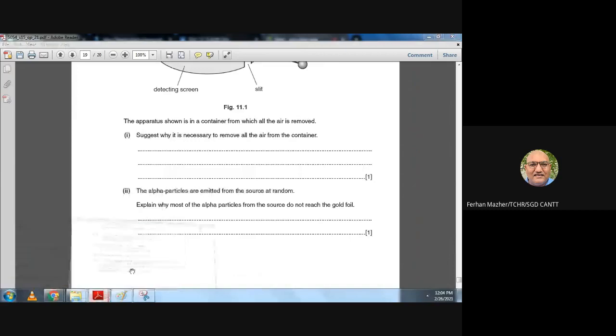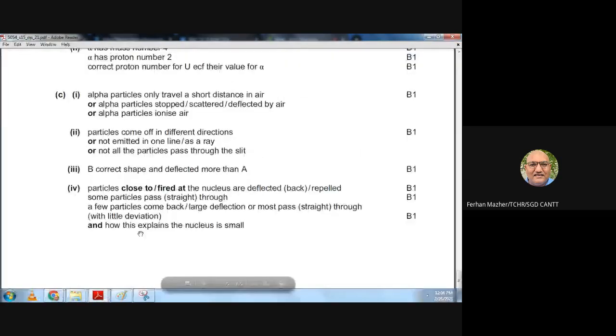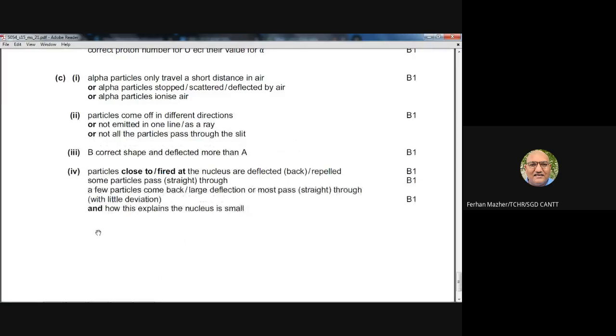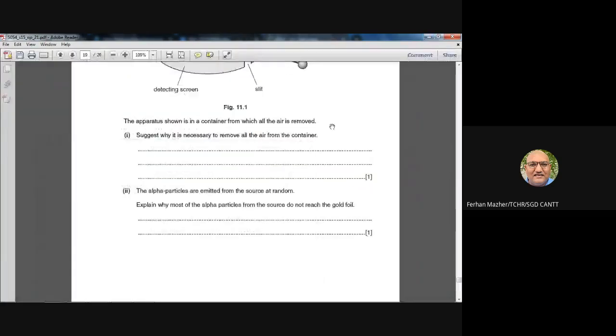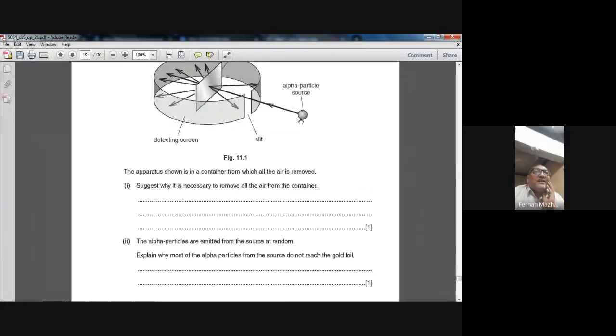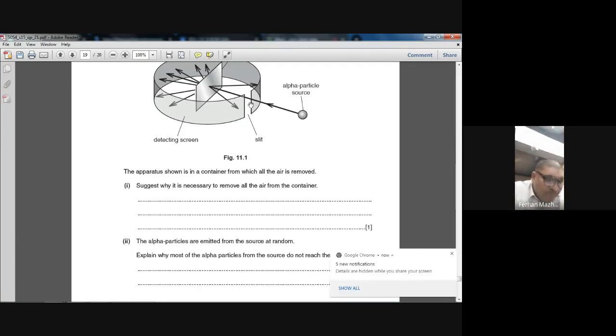Particles come out in different directions, or are not emitted in one line as a ray, or not all the particles pass through the slit. Muskan, do you understand? The alpha particles from this source are given out in all directions. Yes, sir. Very few of the alpha particles are going in the direction of the slit. So kindly write your answer. We would like to hear it.